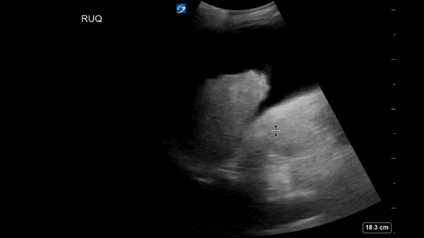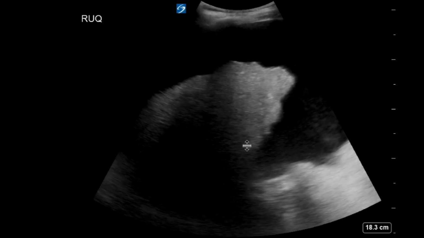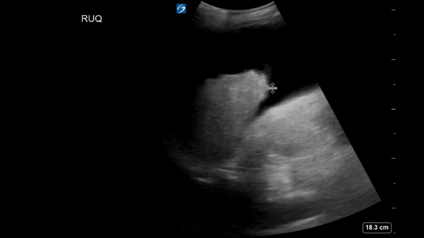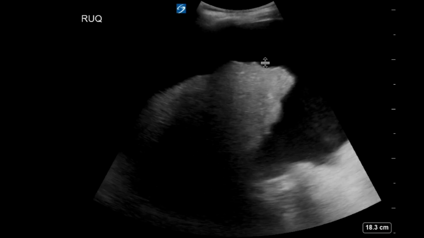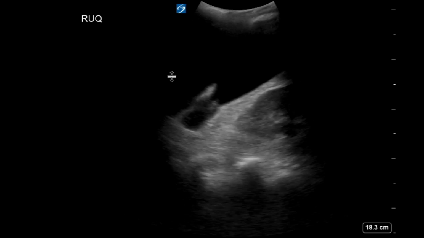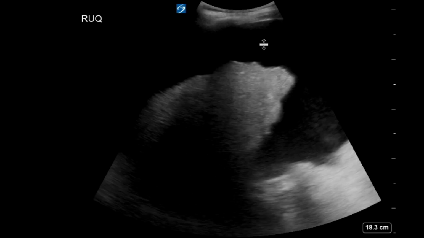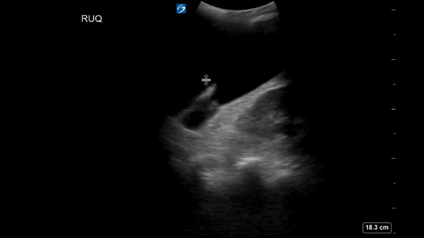Right. Yep. So we see the kidney here at the beginning of the clip. And the liver has this kind of nodular appearance to it. This is consistent with cirrhosis as well. And you mentioned a lot of free fluid. So you think this patient has a massive hemoperitoneum? No trauma in this case.